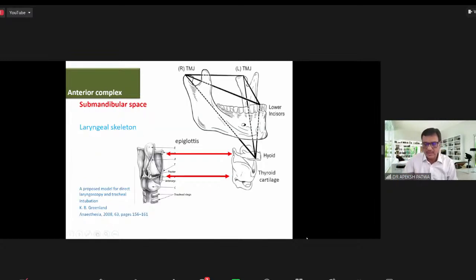If you look at this, the area situated behind the hyoid bone is the epiglottis, and the area situated behind the thyroid gland is the vocal cords. These are not part of the anterior complex.